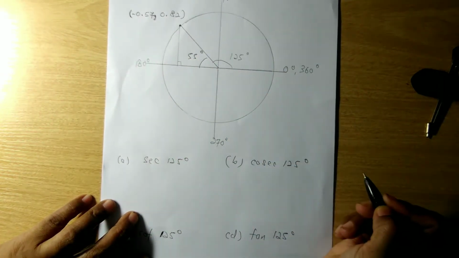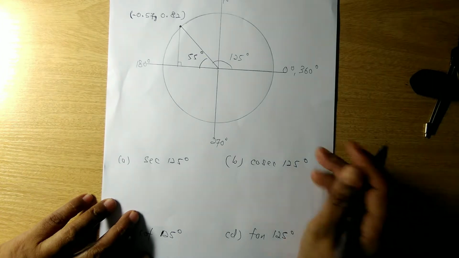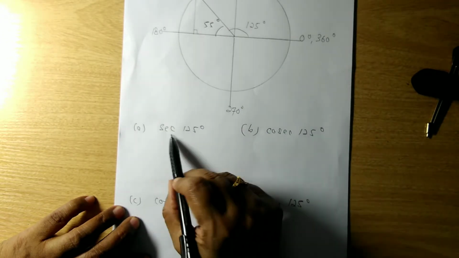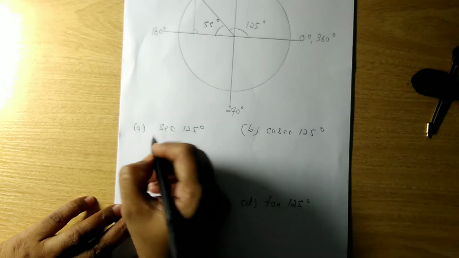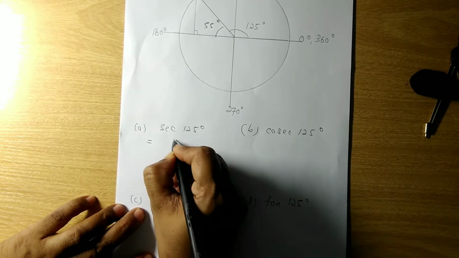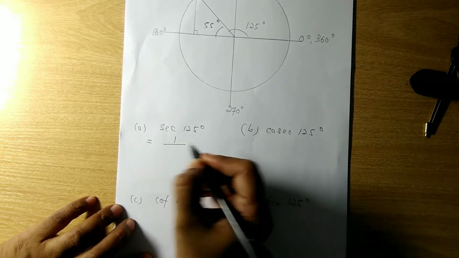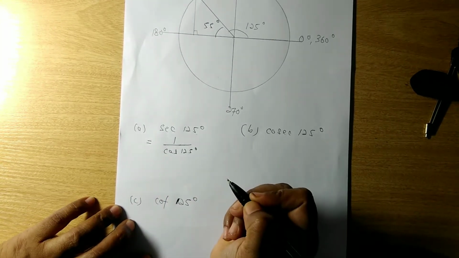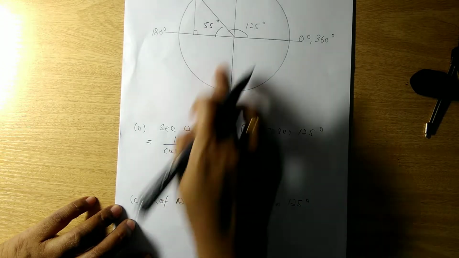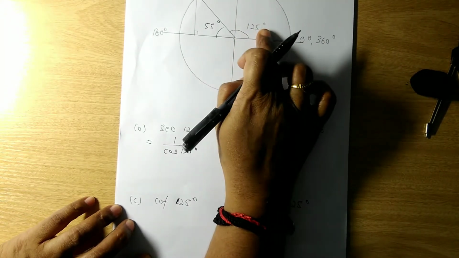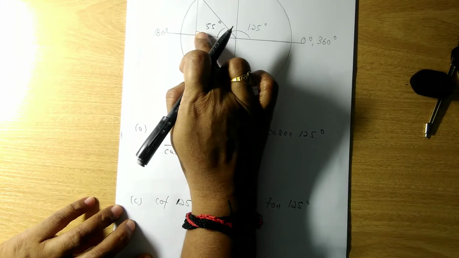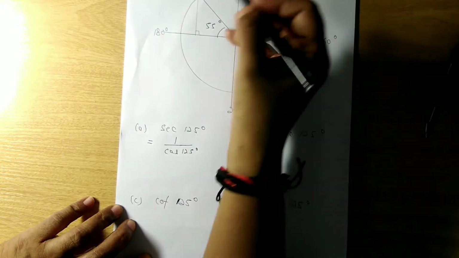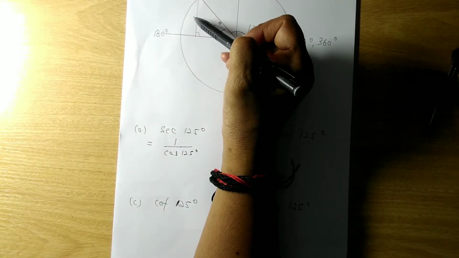Okay, means we move on to the question. After labeling that, the question wants you to find secant of 125. As we know, secant is 1 over cos of 125 degrees. Cos of 125 is here, meaning if you're going to look for this angle, we get help from this triangle. This triangle is a right angle triangle, so we can label the height and the base based on the coordinates given.